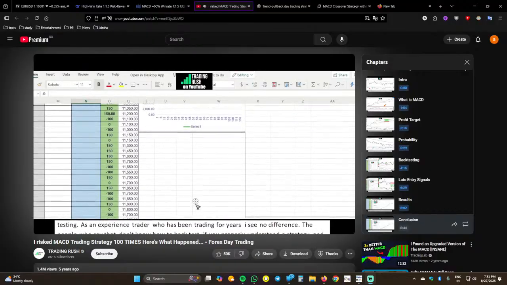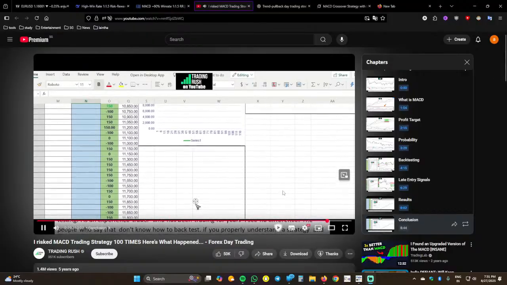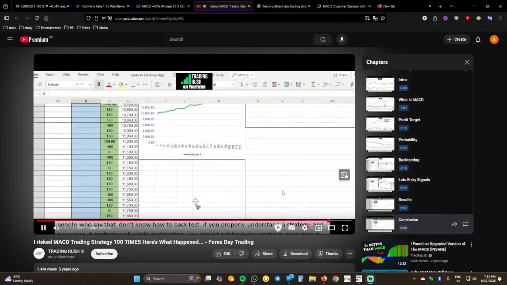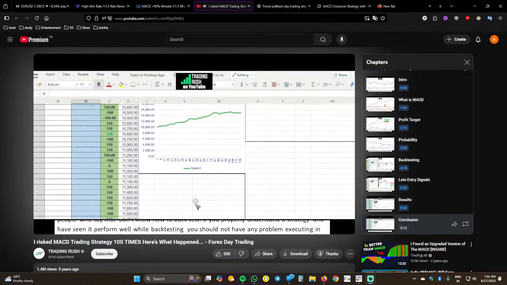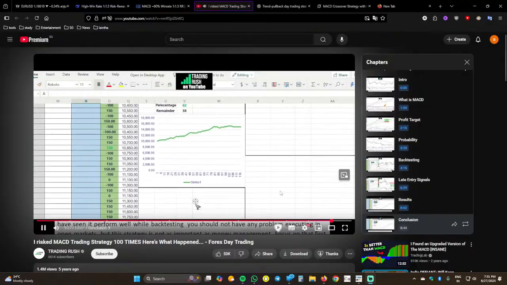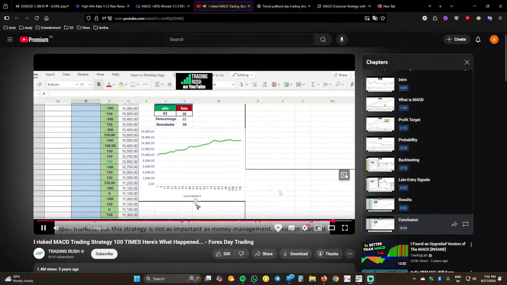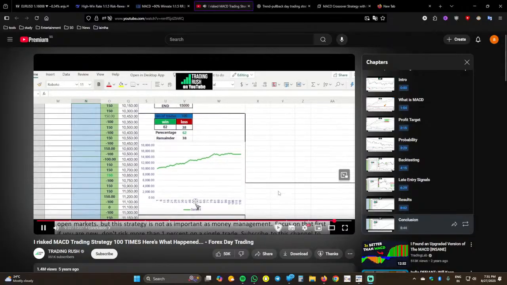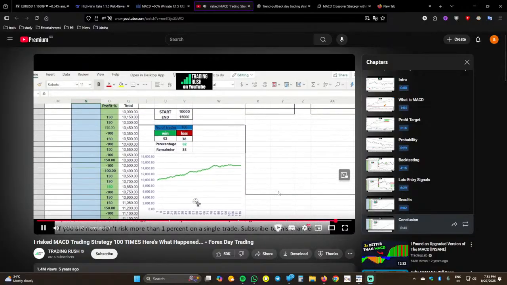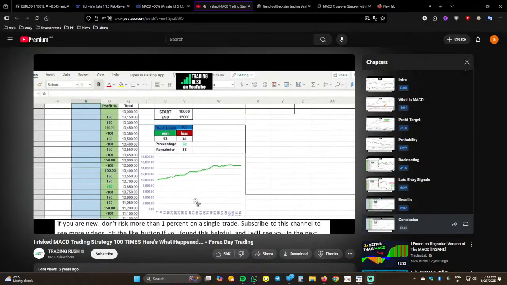Some say that it is easier to win while backtesting. As an experienced trader who has been trading for years, I see no difference. The people who say that don't know how to backtest. If you properly understand a strategy and have seen it perform well while backtesting, you should not have any problem executing in open markets. But this strategy is not as important as money management. Focus on that first. If you are new, don't risk more than 1% on a single trade.